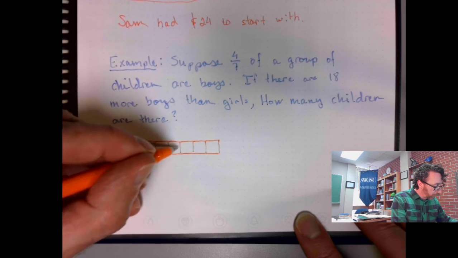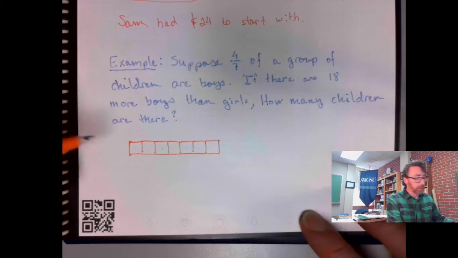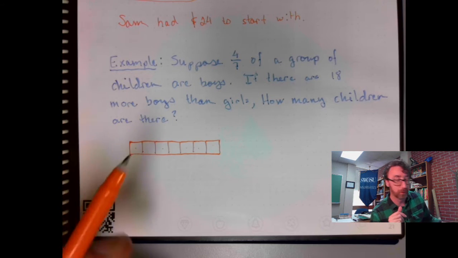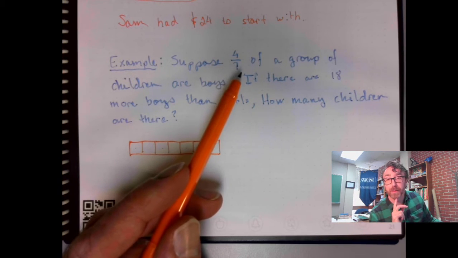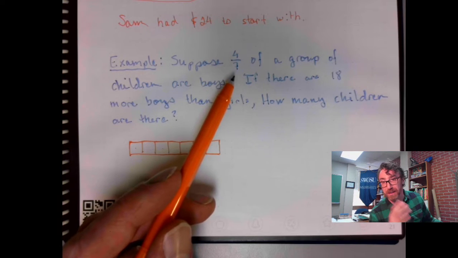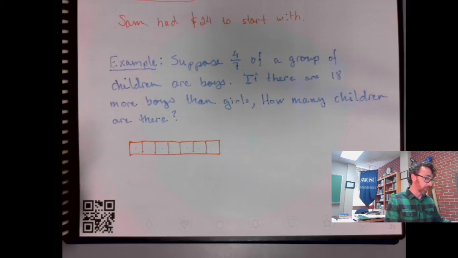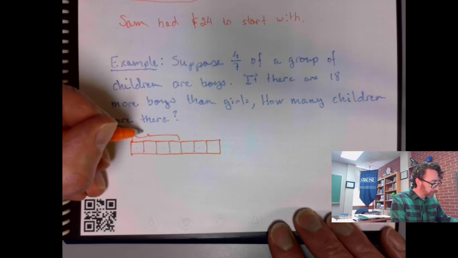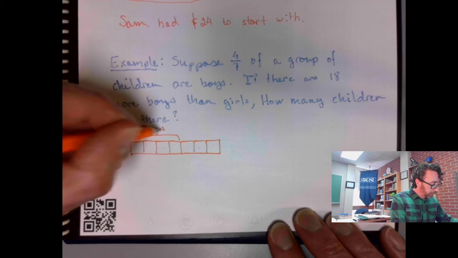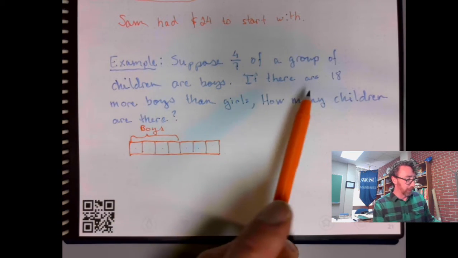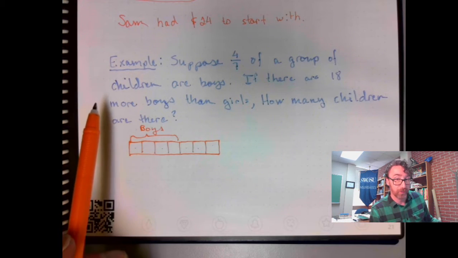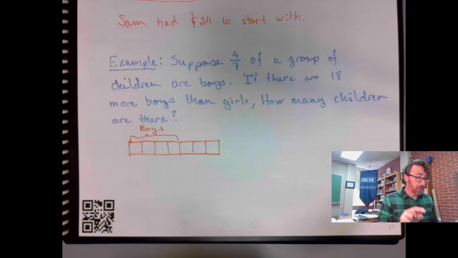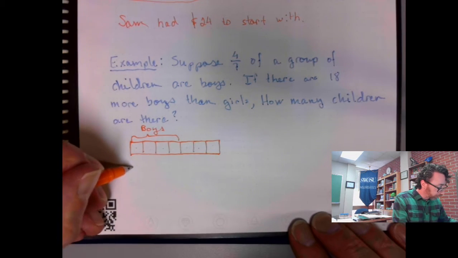So 1, 2, 3, 4, 5, 6, 7. I've got a bar diagram. I broke it up into 7 pieces. And remember, the denominator of my fraction tells me how many pieces I should work with. The problem tells me that 4/7 are boys. Now it doesn't say there are 18 boys. It says there are 18 more boys than there are girls.